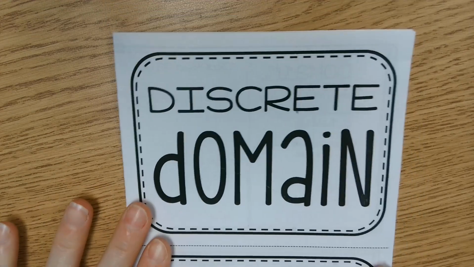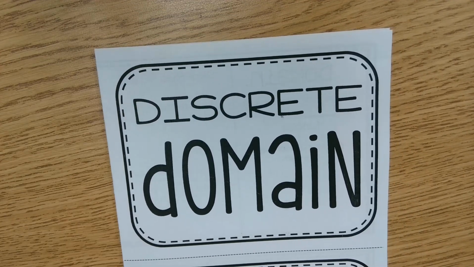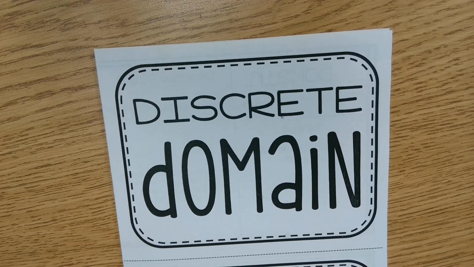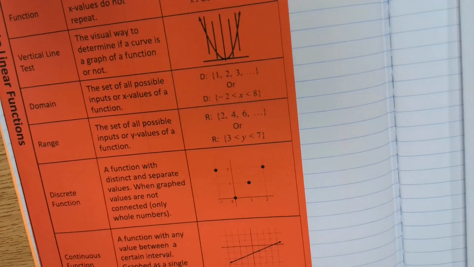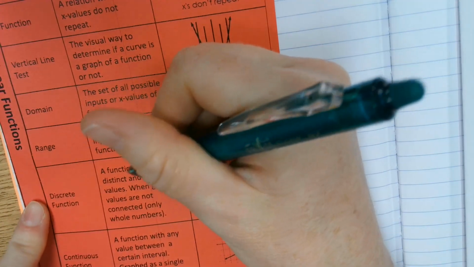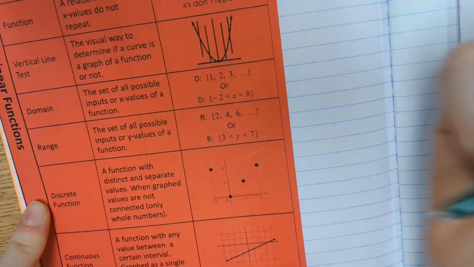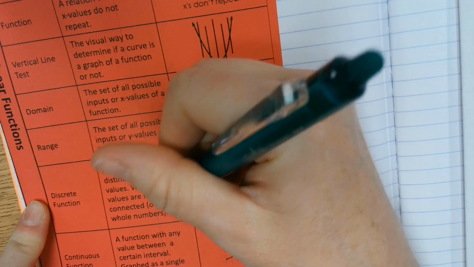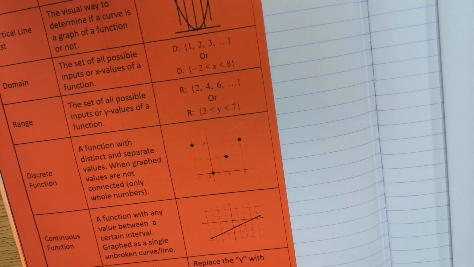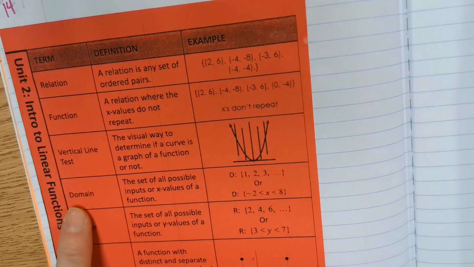Okay, let's go ahead and look at discrete, domain, and range. I want to look back at the vocabulary real quick. Discrete, a function with distinct and separate values. When graphed, values are not connected, only whole numbers. So that's what discrete is. So when we talk about discrete, we're just going to be talking about ordered pairs or points on a graph. That's it.